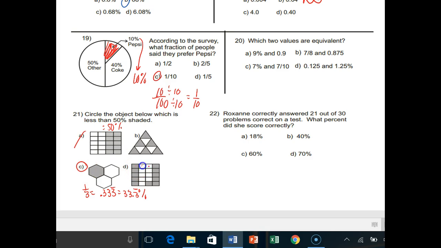This one, out of 20 squares, we have 11 out of 20 shaded in. So that's going to be more than 50%, right? Because I know 10 out of 20 is 50. And this one, out of 9, I have 6, which is 2/3, which is 66.6 repeated percent. So again, all these are 50% or higher, except for C.